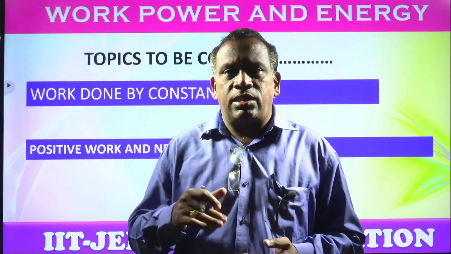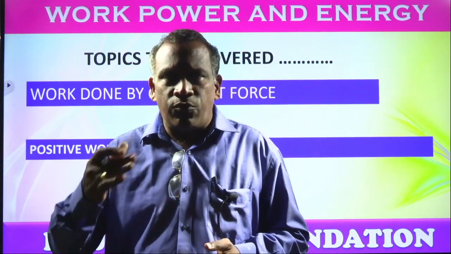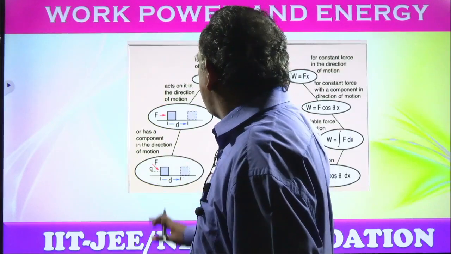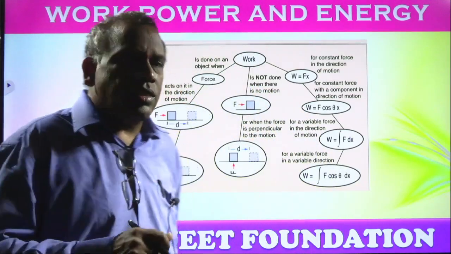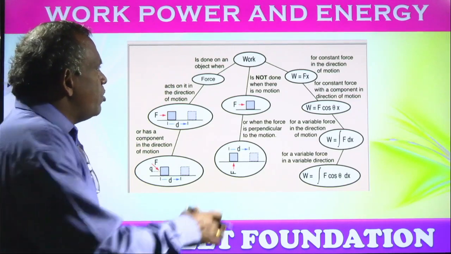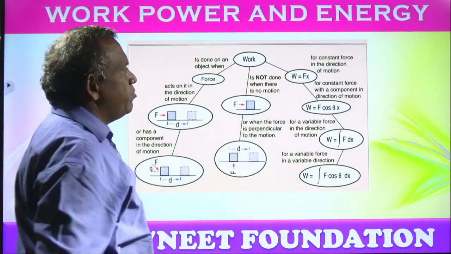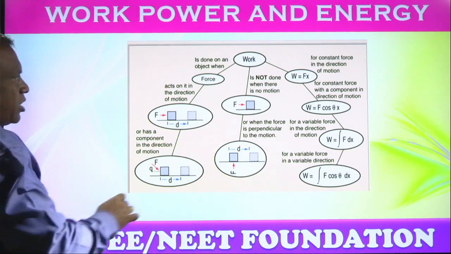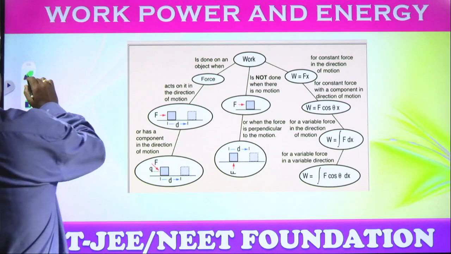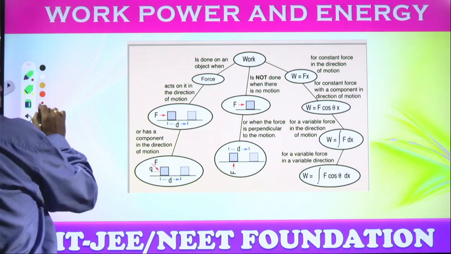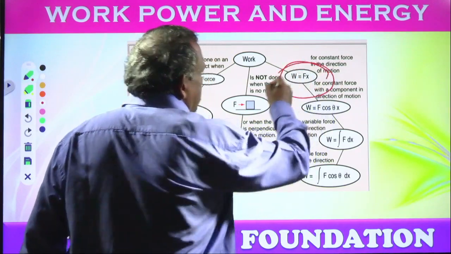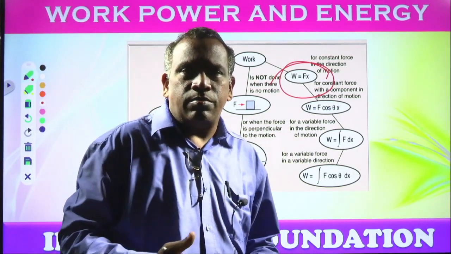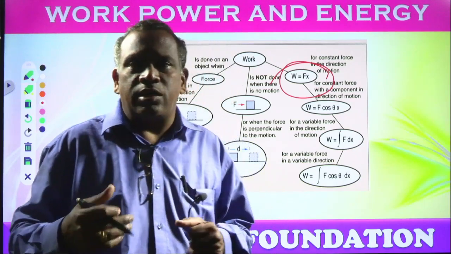So work is said to be done whenever a force acts on a body and the body displaces in the direction of the force. This is the simple mind map of work. Work depends upon force and displacement. Work done by a constant force is W equal to Fx, force into displacement, if the force and displacement act in the same direction, that is, the angle between them is 0 degrees.